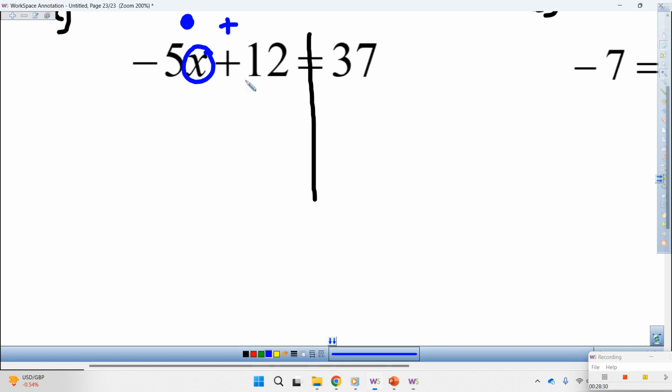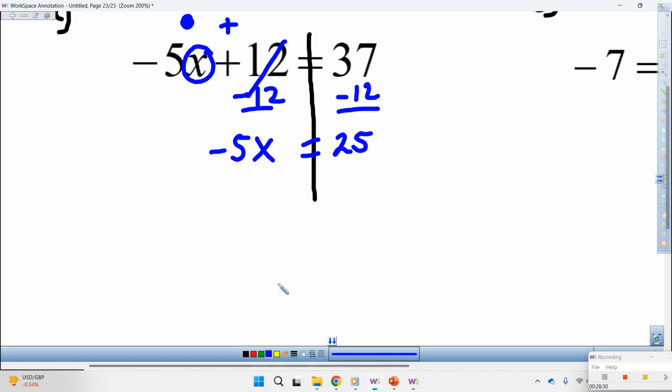So here we go. We need to get rid of the 12. So if it's addition, we need to do what? Subtract 12, subtract 12. This cancels. Bring down the negative 5x equals 2. 37 minus 12, that's 25. Circle your variable one more time. And remind yourself, what is the negative 5 doing there? So what is the opposite of multiplication? Divide by negative 5, divide by negative 5. We're left with x equals 25 divided by negative 5. That's negative 5.